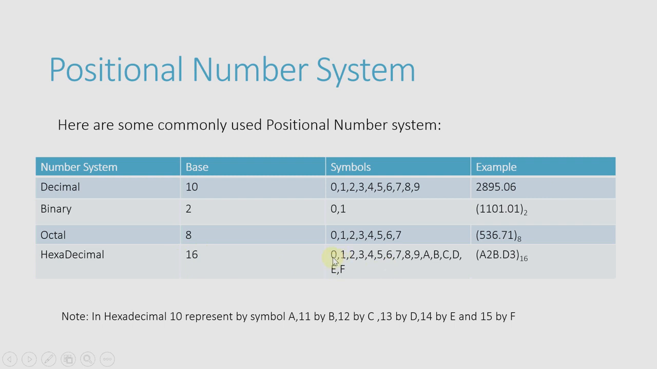0 1 2 3 4 5 6 7 8 9. Its values lie from 0 to 15, but in this we have to remember one thing: in hexadecimal, instead of writing 10, we represent it by the symbol A. When we want to write 11, it is represented by B, 12 by C, 13 by D, 14 by E and 15 by F. So here we have the symbols 0 to 9, and instead of writing 10, I write A, 11 by B, 12 by C, 13 by D, 14 by E and 15 by F.